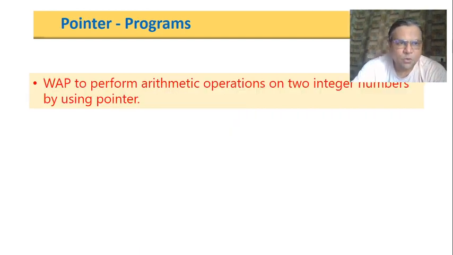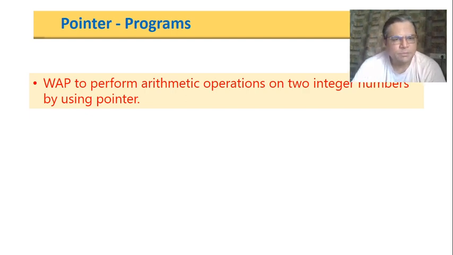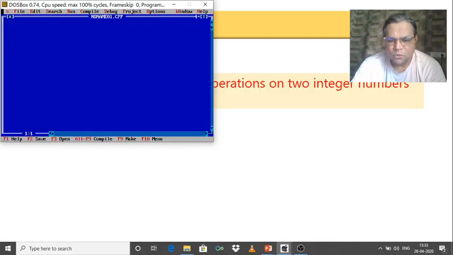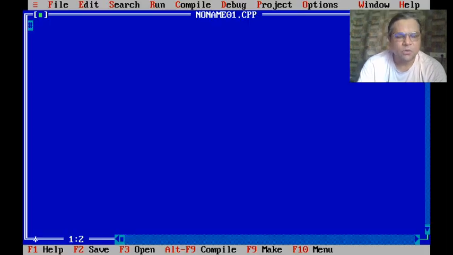Now let us see some programs. We will write a program to perform arithmetic operations on two integer numbers by using pointers. Arithmetic operations means we have to perform addition, subtraction, multiplication, and division. Let us go to Turbo C to perform this operation. So now we will start writing our program to perform arithmetic operations by using pointers.